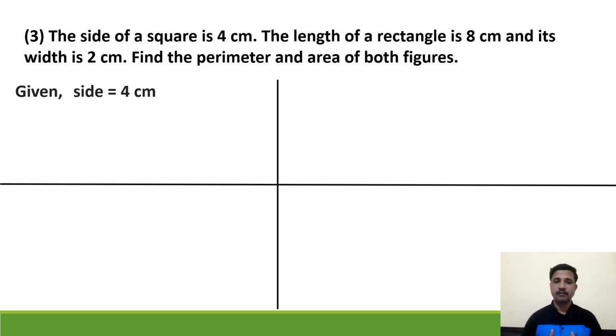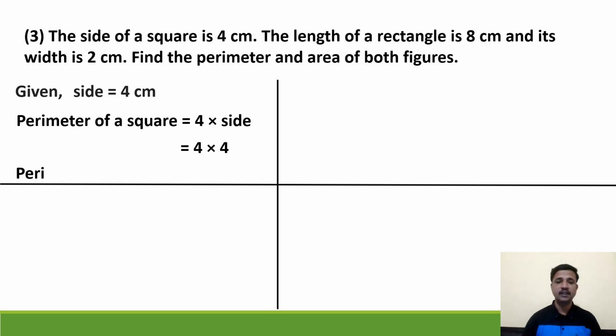What is the formula? Perimeter of square equals 4 multiply side. So mention that perimeter of square equals 4 multiply side. Side is 4 centimeter. So 4 multiply 4, that is 16 centimeter. Okay, 16 centimeter. We calculate perimeter in centimeter or meter or kilometer. This is in centimeter. Okay, then area.